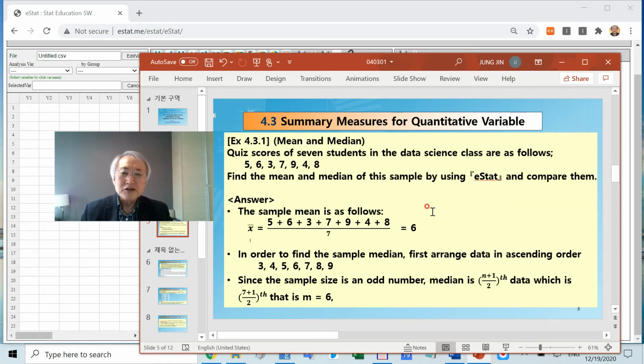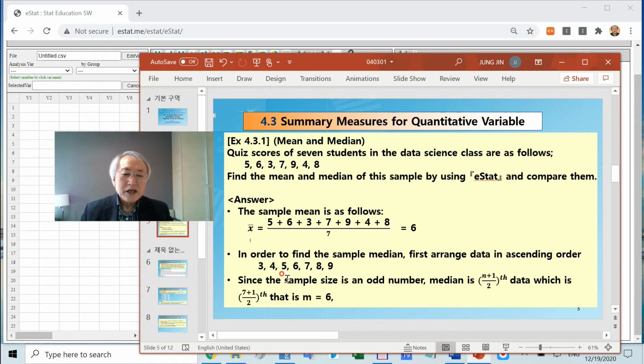Let's consider an example. Suppose you have data. Find the mean and median. It looks like this. The mean is the addition of all the numbers divided by the number of data, 7. It is 6. In order to calculate the median, you should be careful. You need to rearrange the data in order, maybe ascending or descending order, it doesn't matter.